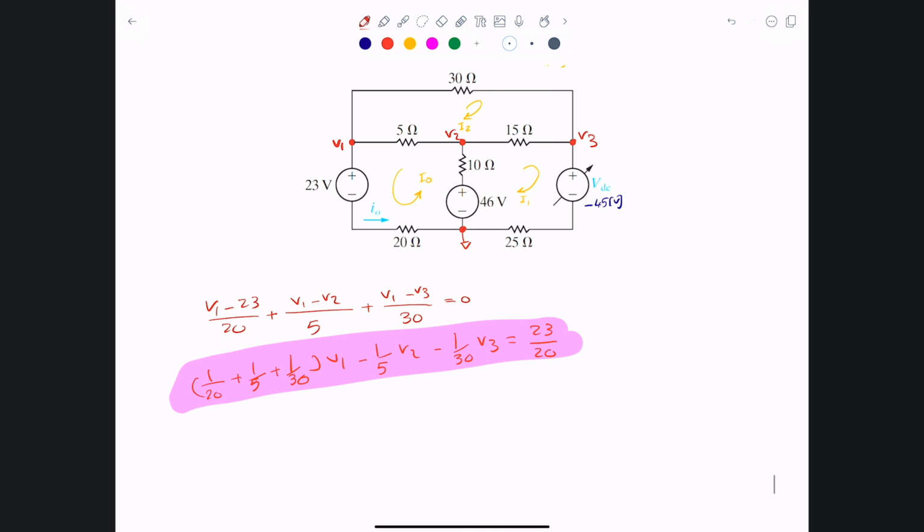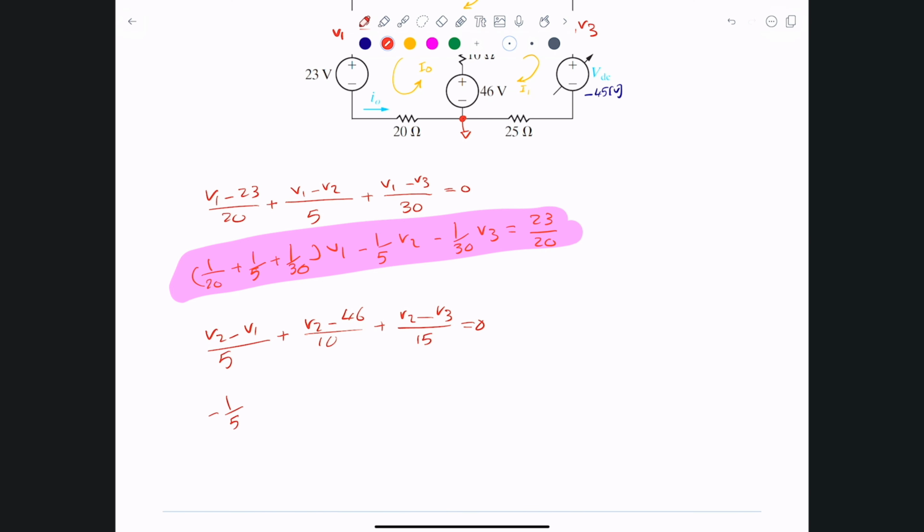All right, we write it at the V2, which is right here, okay? So that will be (V2 minus V1) divided by 5 plus (V2 minus 46) divided by 10 plus (V2 minus V3) divided by 15 equals 0. So that will be negative 1 divided by 5 V1 plus, well, let me just do that here. I think I missed one. All right, so it's plus 1 divided by 5 plus 1 divided by 10 plus 1 divided by 15 V2 negative 1 divided by 15 V3 equals 4.6, because 46 divided by 10 is 4.6.